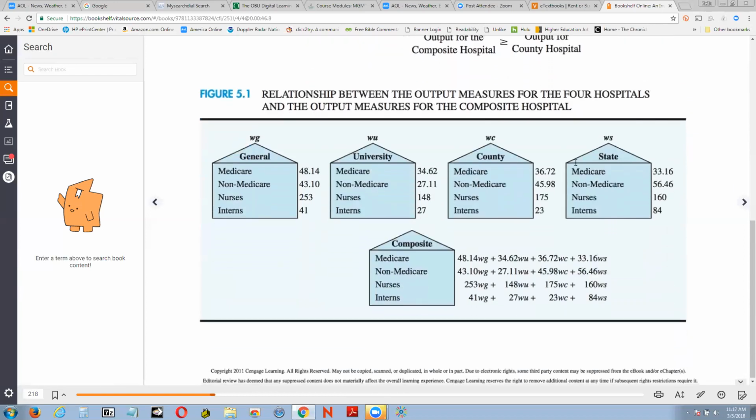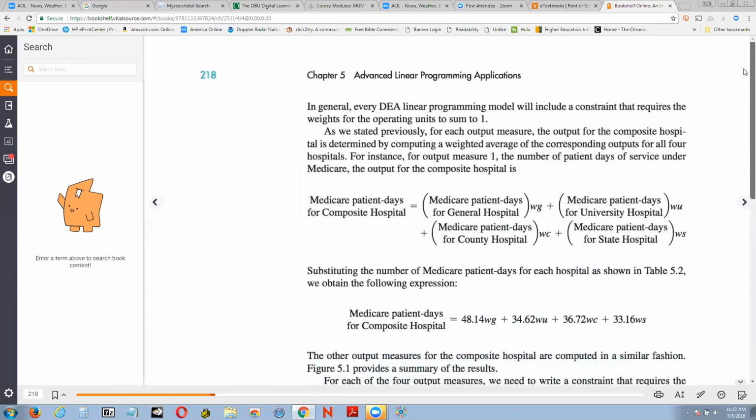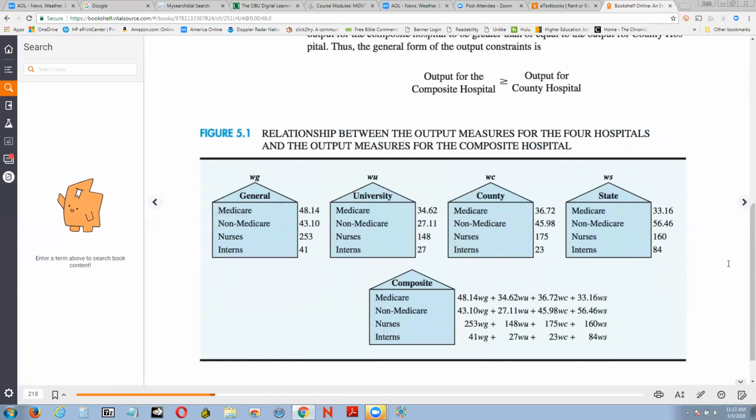And you can see the relationship between the output measures, and they show you this here in figure 5.1. Okay, and you can see that each of them have some variability. If you look, for example, let's just talk about Medicare. If you look at the general hospital, and this is over on page 218, excuse me, you're going to see that there's a variation there of about 5 persons, or 5%. The non-Medicare in university, that's a little bit wider gap. You've got a gap of 7 units. When you come over to county, you've got a gap of about 9 units the other way. And then when you look at state hospital, you have a tremendous variation between non-Medicare and Medicare.